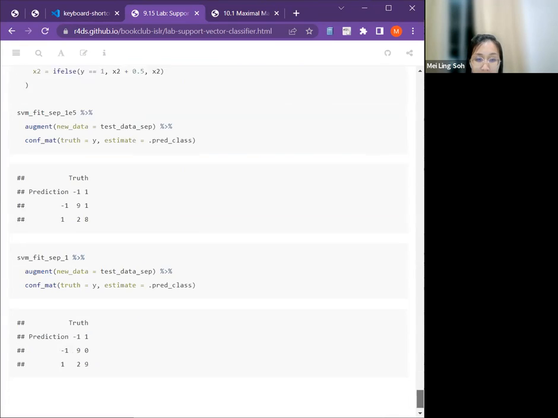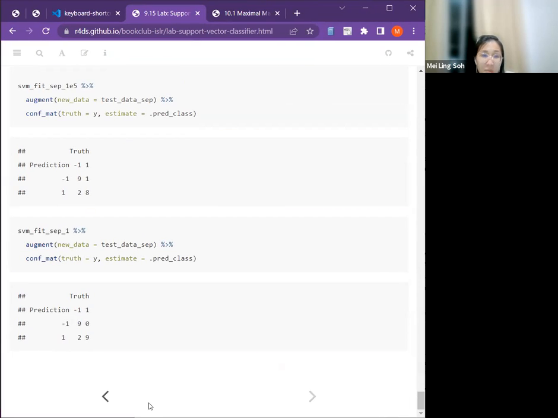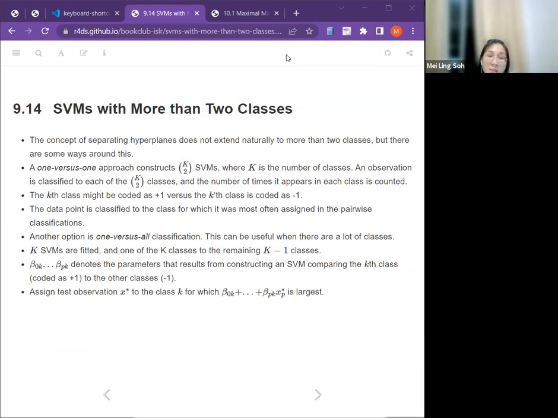Oops, this is the lab. Okay, I think that's all that I have. I really simplified the whole chapter, but do you guys have questions?